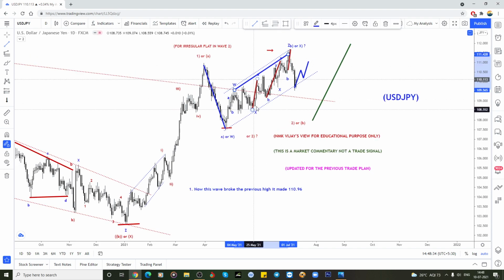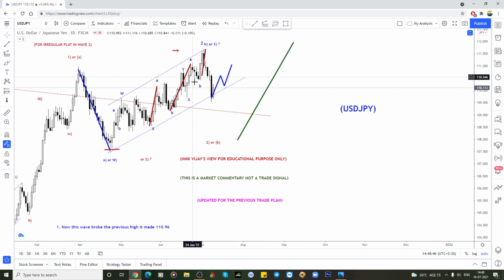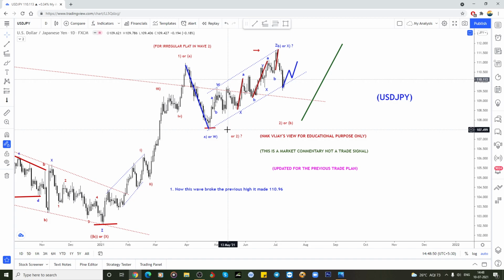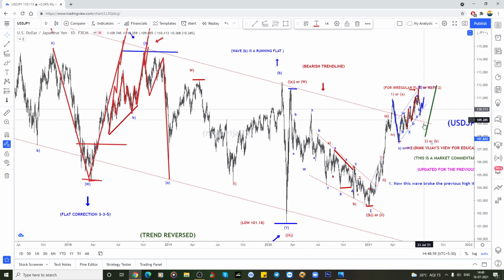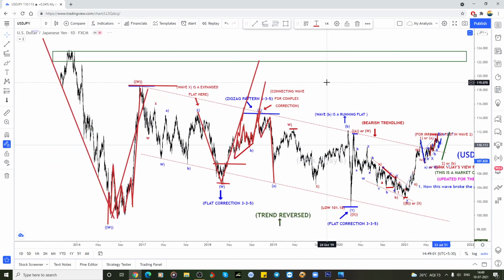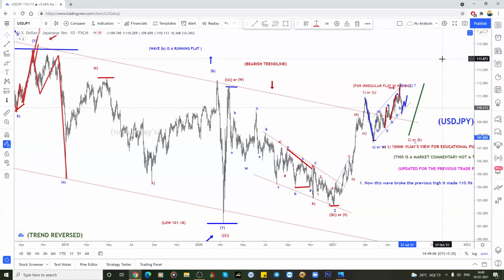Sometimes a lot of people will see this as a leading diagonal. It could be, but I'm looking for this kind of drop here for making an expanded flat, or it could be a running flat. So once this pattern is finished here, this wave may or may not break this, that is a wave 2 or B in an irregular flat formation. That's it. Then what I am looking for is whether the C wave has a 5-wave structure to break this. That is my view here.